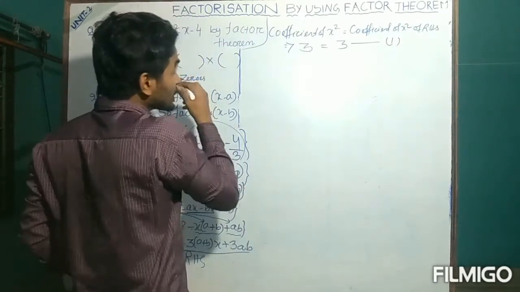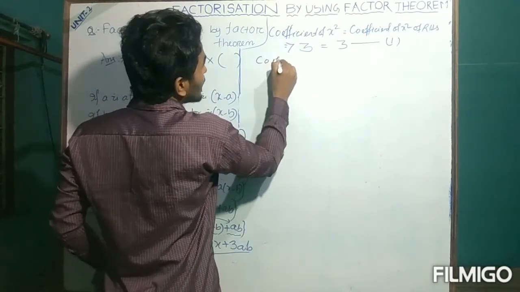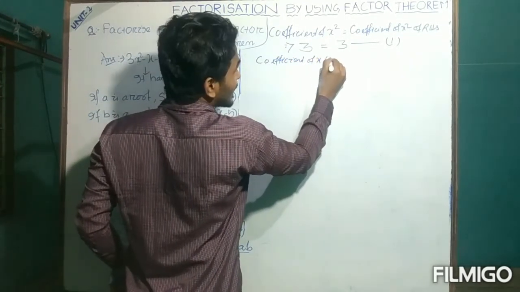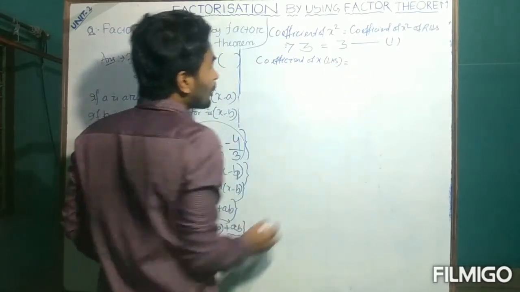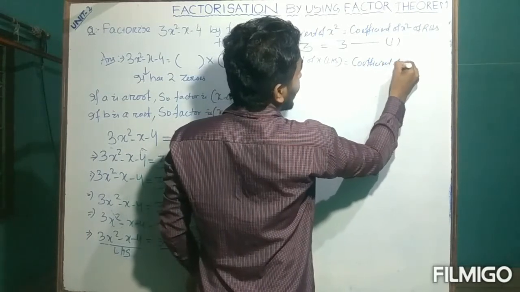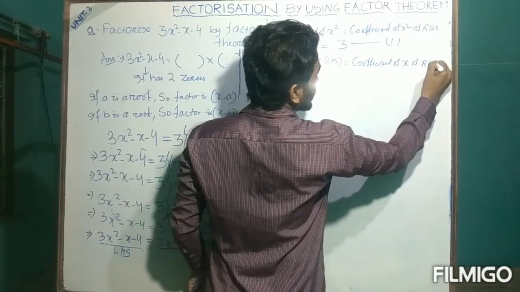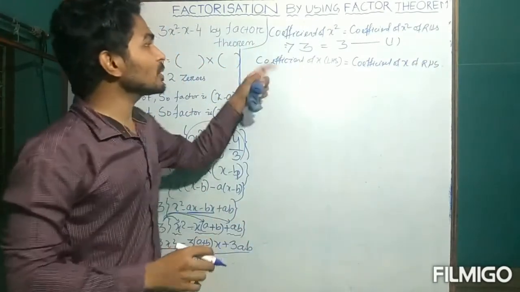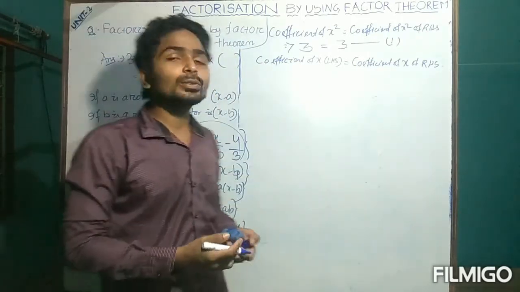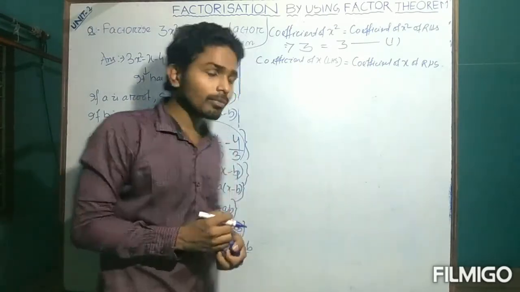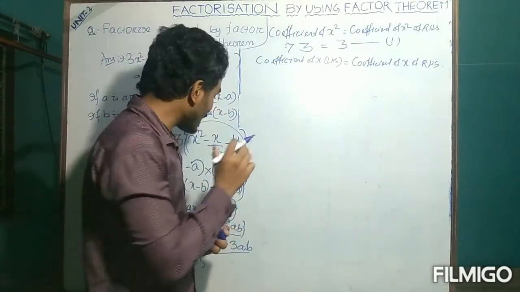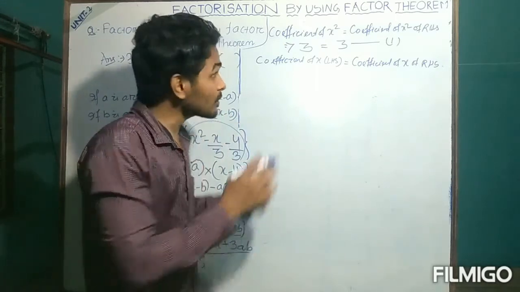Now coming to the second part, coefficient of x of LHS is compared with the coefficient of x of RHS. There is a question, why am I doing this? Why am I equating or comparing the two sides? In order to get the value of a and b. Our main task is to find the values of a and b. That's why I am doing this.